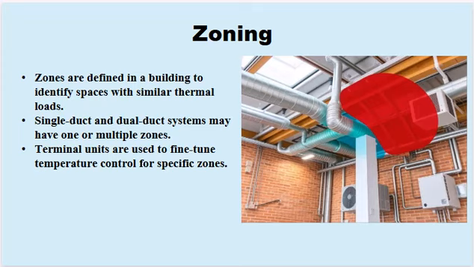Now let's discuss zoning. Zoning involves dividing a building into separate thermal zones, and each of these zones has its own thermostat. This allows the HVAC system to maintain precise temperature control in different areas of the building based on individual needs. By implementing zoning, systems like single duct and dual duct systems can adjust their operation for each zone independently. This not only ensures occupant comfort but also optimizes energy usage by conditioning only the areas that are occupied and in use. Zoning is a smart way to save energy and create a more comfortable indoor environment for everyone.